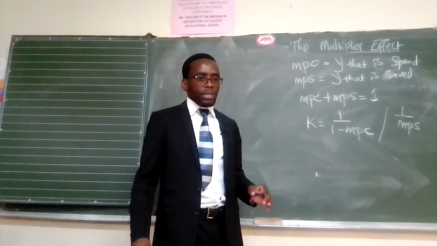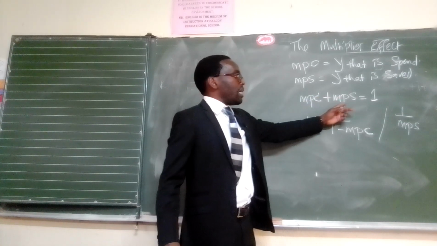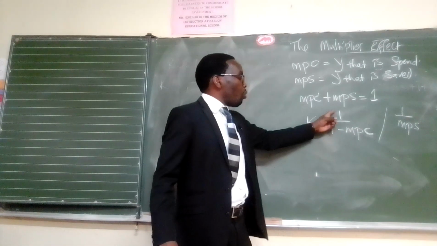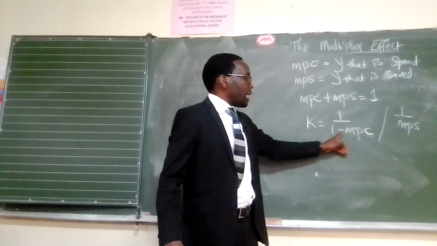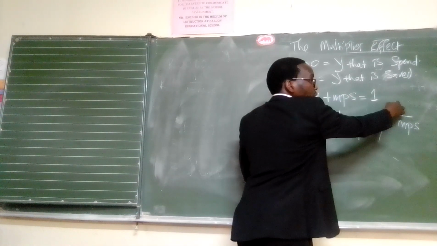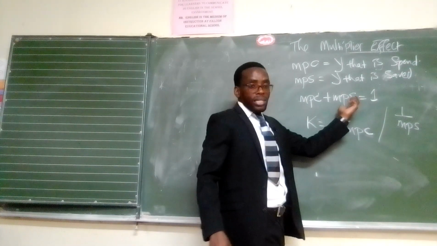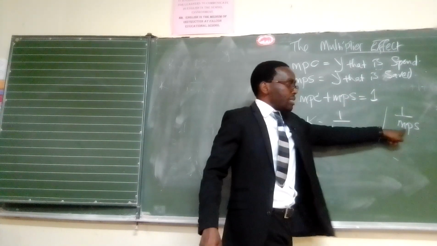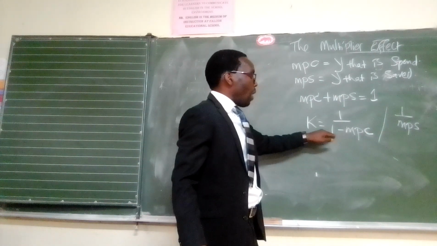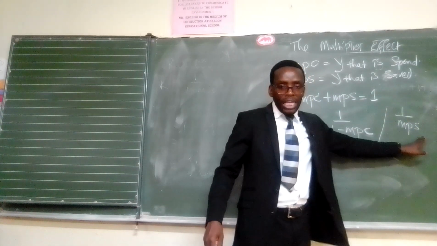So why are we saying this 1 minus MPC? The answer is very, very simple. When you get income, remember we said MPC plus MPS is equal to 1. So when you say 1 over 1 minus MPC, it's like you have moved this MPC to the other side of the equal sign. It becomes a negative, and the answer that you get is the MPS. So 1 over 1 minus MPC is the same thing as saying 1 over MPS.